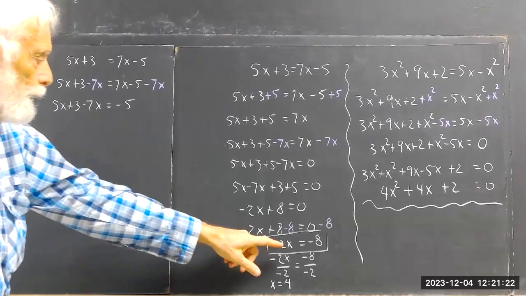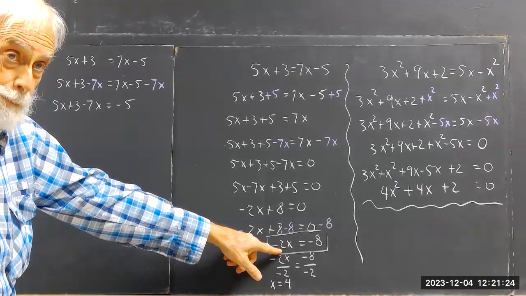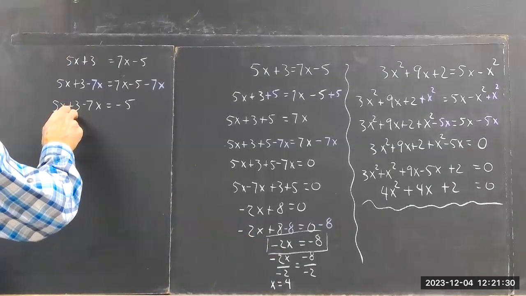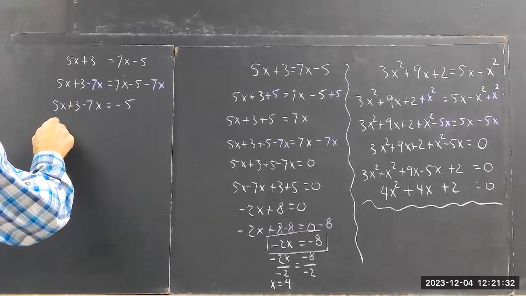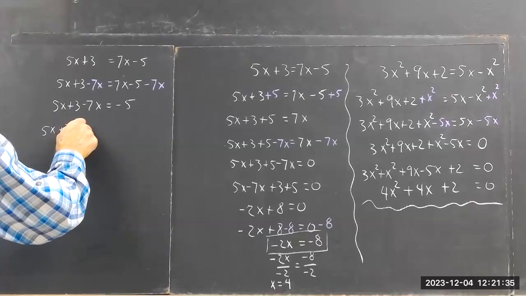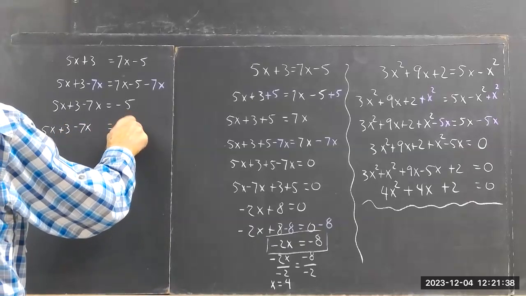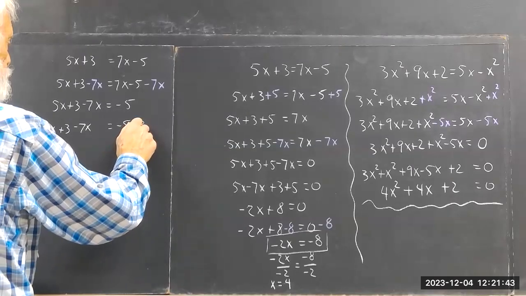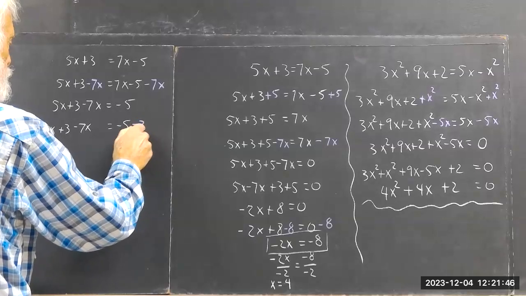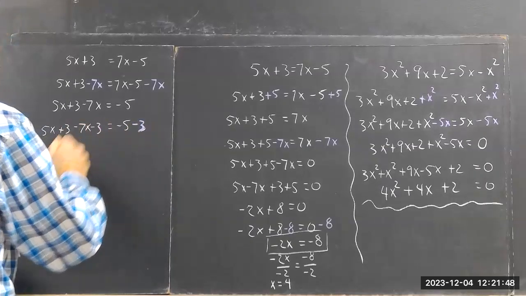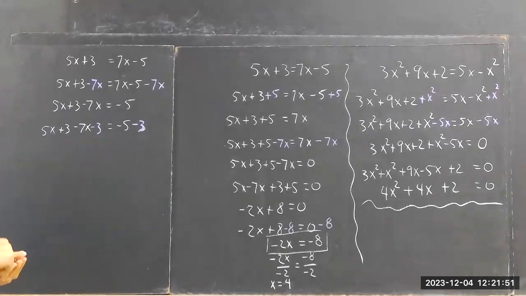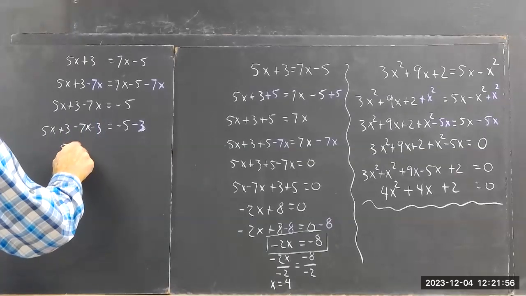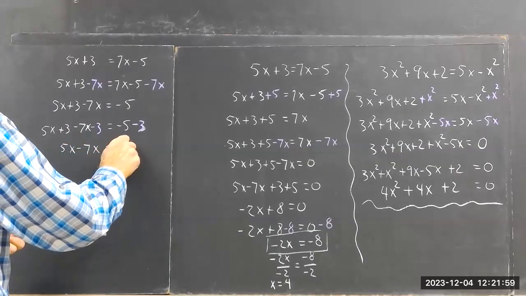Now, on the left-hand side, we want just x terms. So we're going to subtract the 3. 3 isn't where we want it. 3 is in the way over here. Got ahead of myself there. Okay, so we subtract 3 on both sides, and we get 5x minus 7x equals -8.